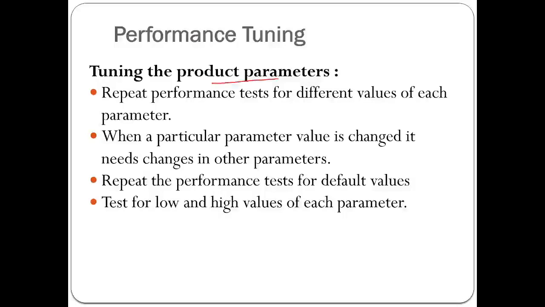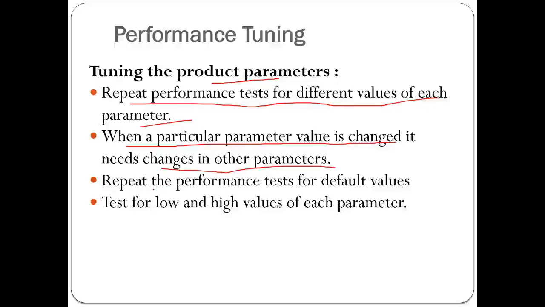So tuning the product parameters: in this you are going to repeat performance tests for different values of each parameter. You are going to repeat performance tests for each parameter of the product. For the important parameters you are going to consider, when a particular parameter value is changed, it needs changes in other parameters. Then repeat the performance tests for different values, for default values. Test for low and high values for each parameter.